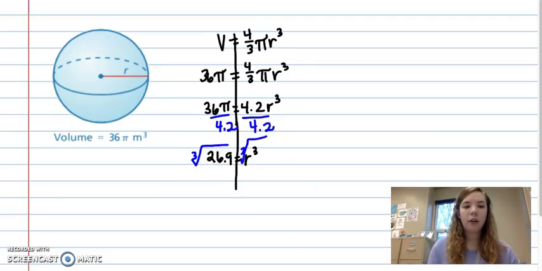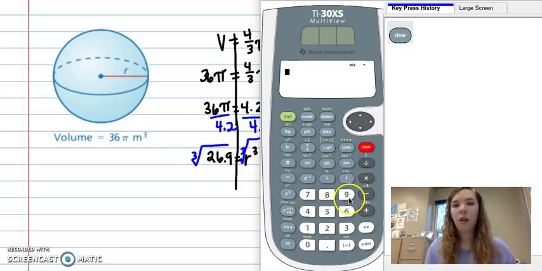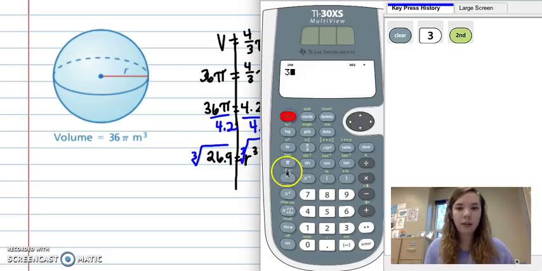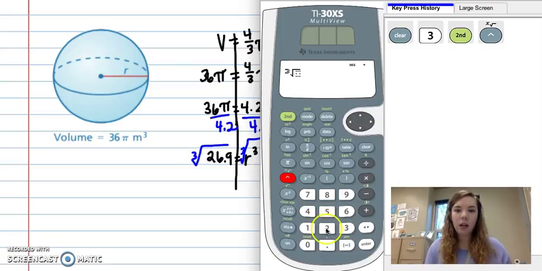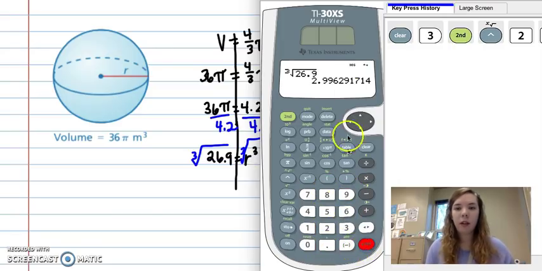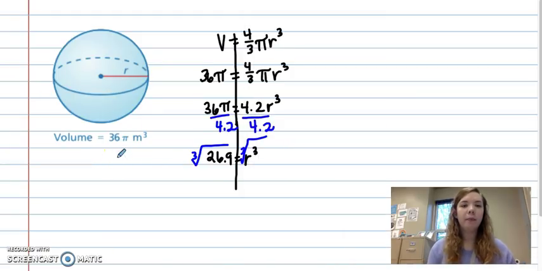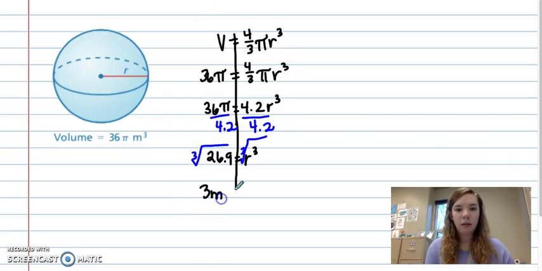Okay, let me go ahead and show you how to do that on your calculator again. For a cube root, you type in 3 first and then second, and you want this button that has a little x in front of your root symbol, and your 3 should shrink up. And then you do 26.9. So 2.99, we'd round that up to 3.0. So we're going to say 3 meters is approximately your radius.